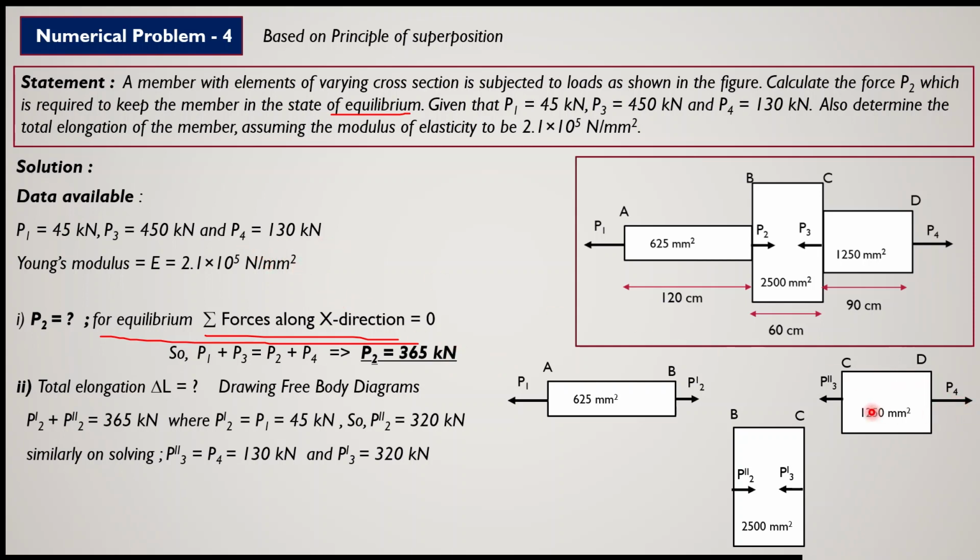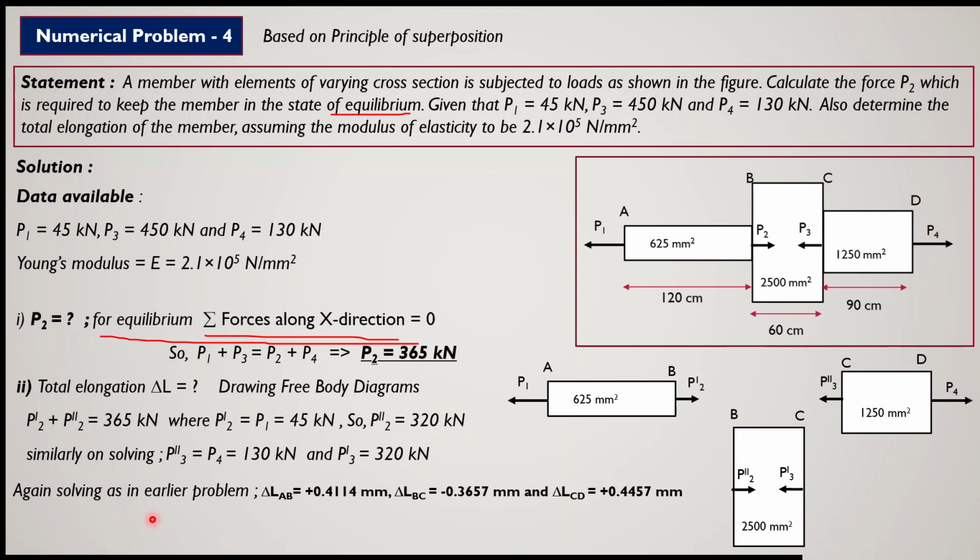It is acting, and this total P3 force is 450. Now P3 force is 450, P4 force is 130. So that means the net force will be 320. That means 450 minus 130, that is equal to 320. P3 double dash is equal to P4, that is equal to 130. So we have calculated this force because P4 was given. So P4 will be equal to P3 dash, and P3 dash is coming out to be 320.